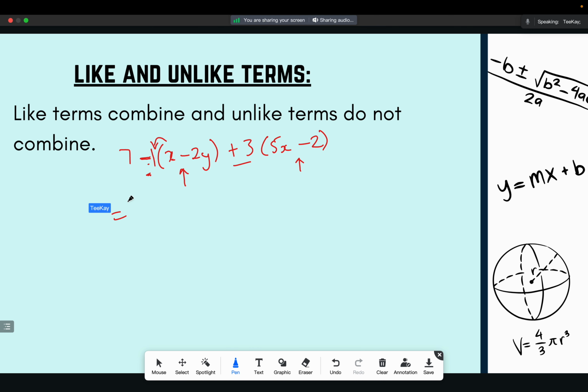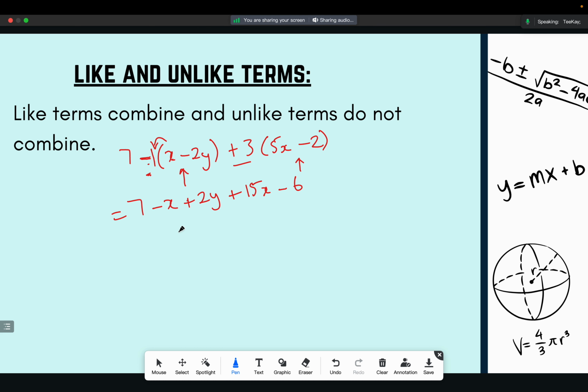So this will give us 7, minus 1 multiplied by x, we have minus x, minus 1 multiplied by minus 2y, now we have plus 2y. And then here we have 3 multiplied by 5, plus 15x, and then here 3 multiplied by minus 2, so here we have minus 6. And now we have an expression, but this expression has some like terms.